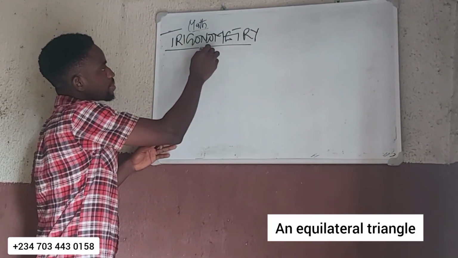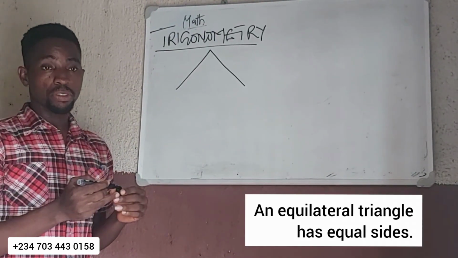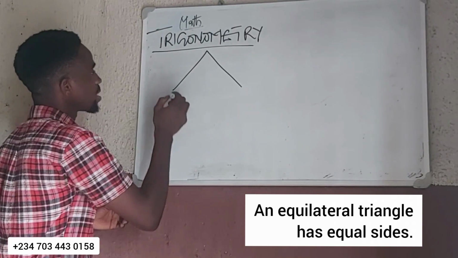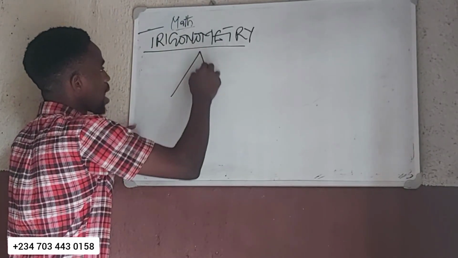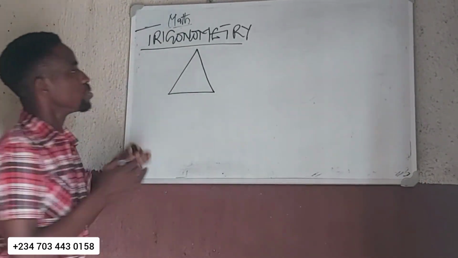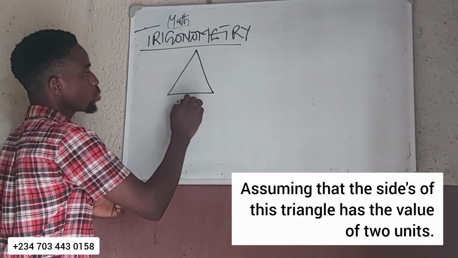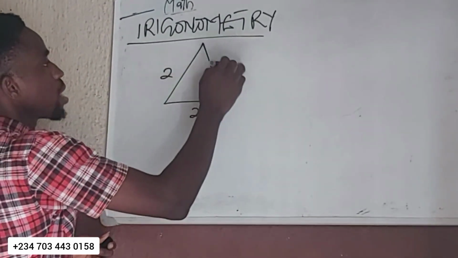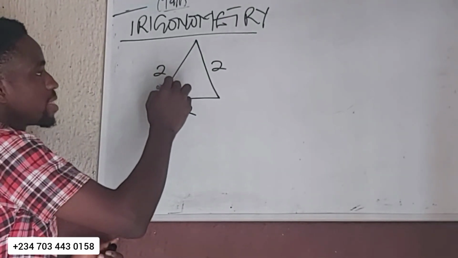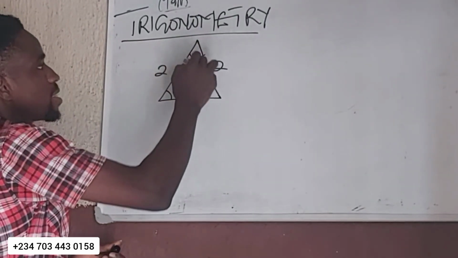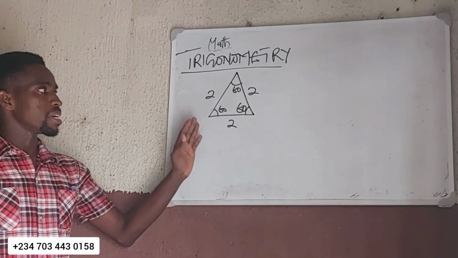So let's take an equilateral triangle. An equilateral triangle, of course, has equal sides. Let's assume that the sides of this equilateral triangle have the value of 2 units each. So here is 2, 2 and 2. Of course, since it's an equilateral triangle, each of the angles will be 60 degrees. So 60, 60, 60. All the angles are each 60 degrees.